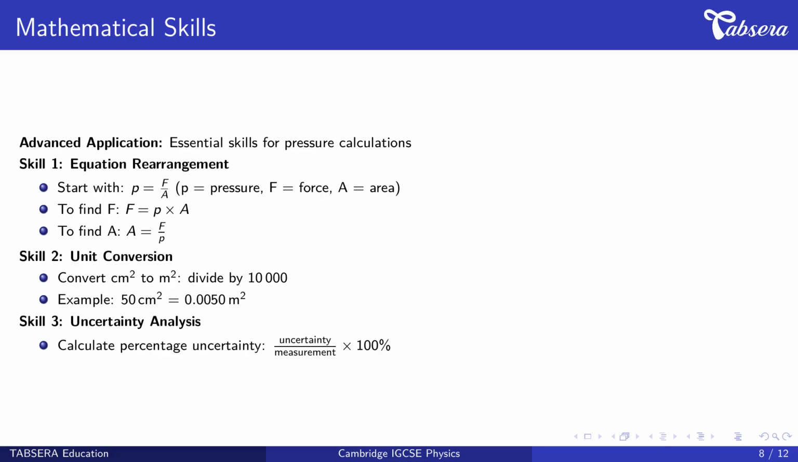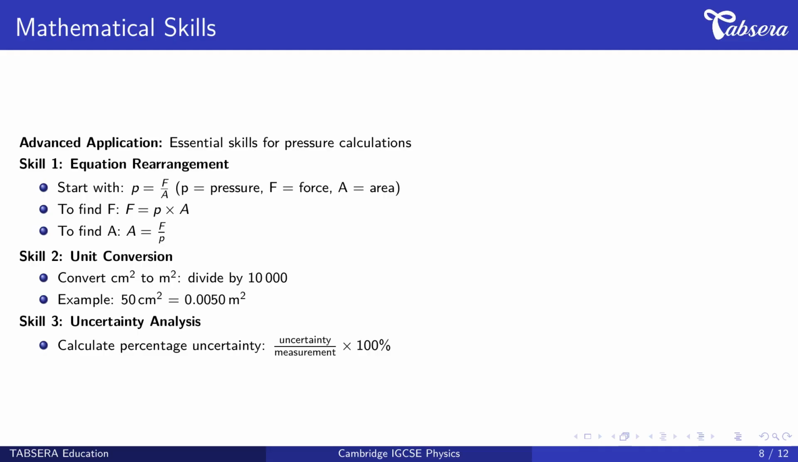First, equation rearrangement. When we need to find a different variable, we rearrange algebraically, starting with P equals F over A, where P is pressure in pascals, F is force in newtons, and A is area in square meters. To find force F, we multiply both sides by A, giving F equals P times A. To find area A, we divide both sides by P, giving A equals F over P.